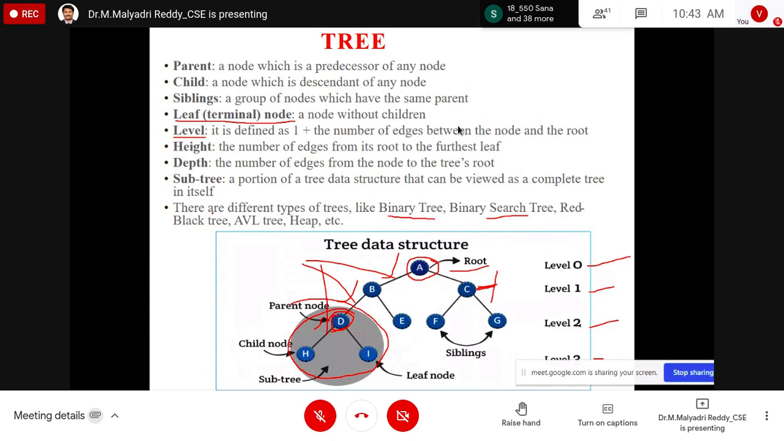From the tree: parent node, children node, subtree, depth, height. These are all the different terminology used in trees. These are the basic terminology you already learned in the previous sessions. Next I will go to the traversing methods of trees.